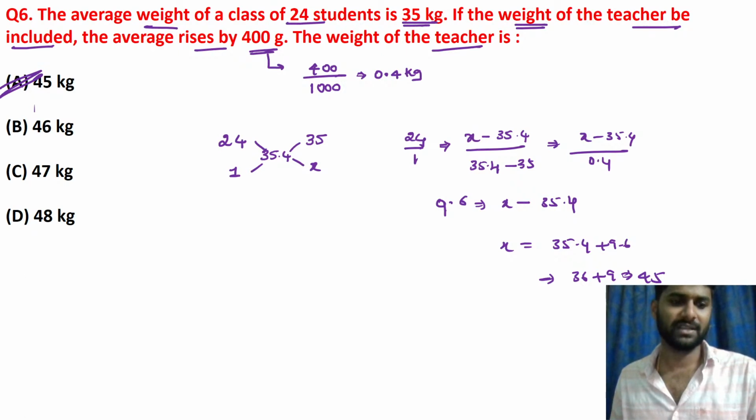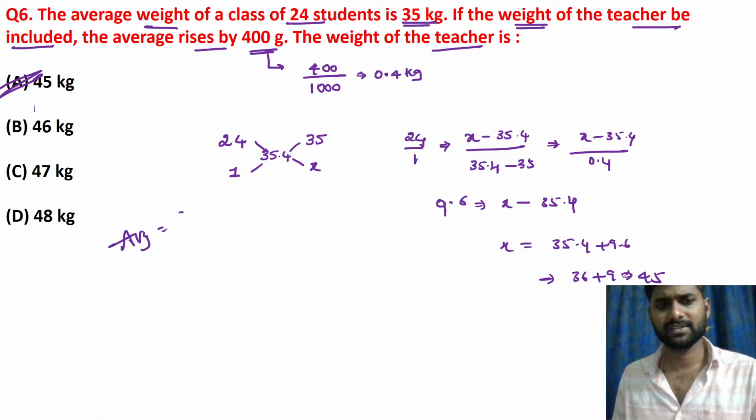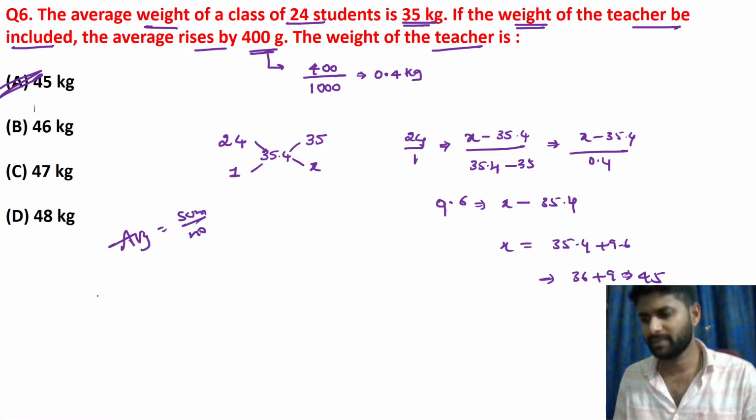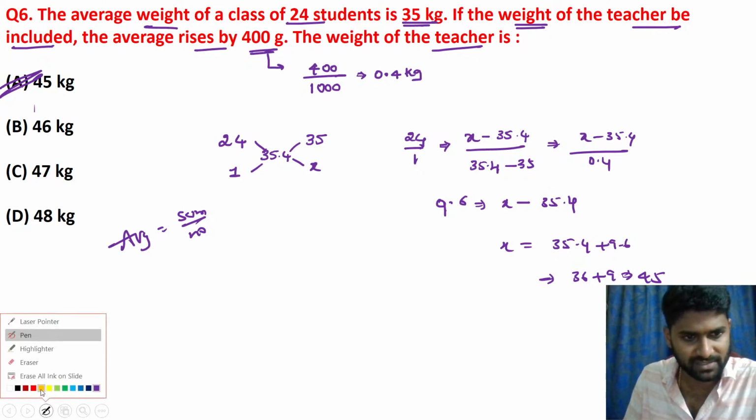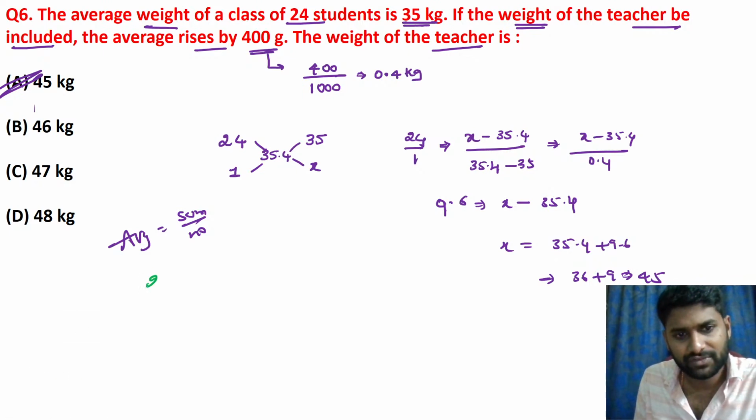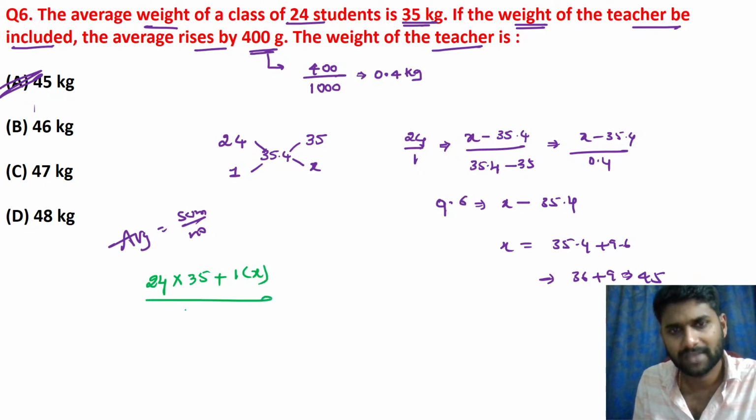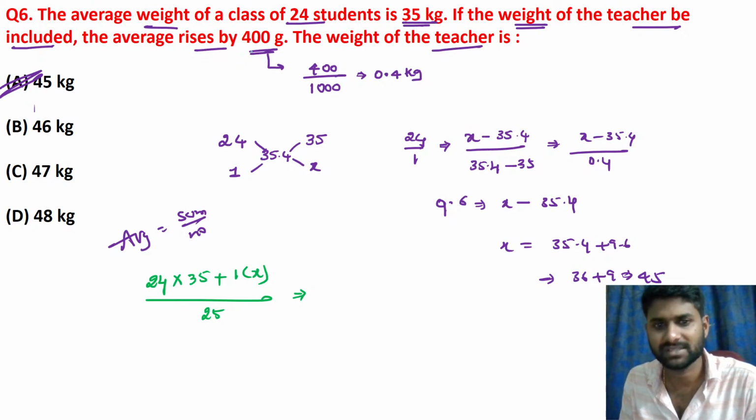If you are not interested in the alligation mixtures concept, you can go through the normal calculation in average. See, the concept of average says sum of observations divided by number of observations. That is the concept of averages generally. Initially we have 24 members and the average weight is 35. Now one teacher is included with x kg and the total number of students here is 25. Now the overall average becomes, see, it rises by 400 grams.